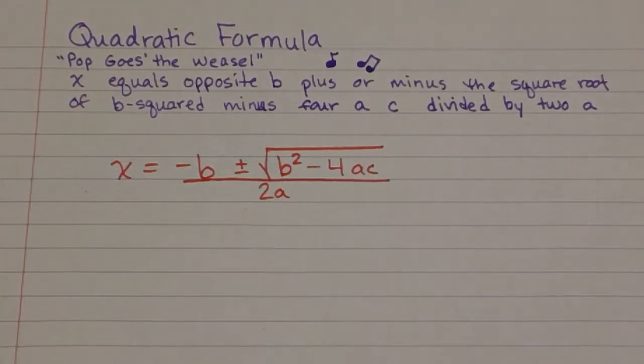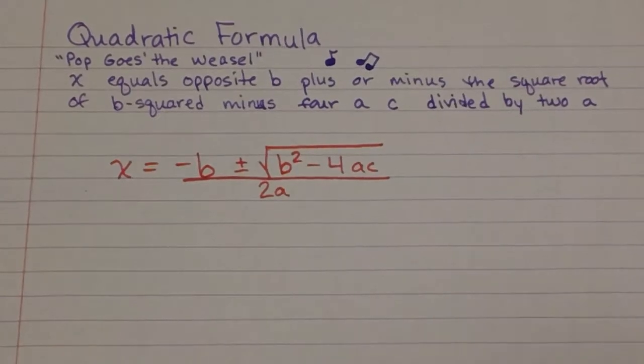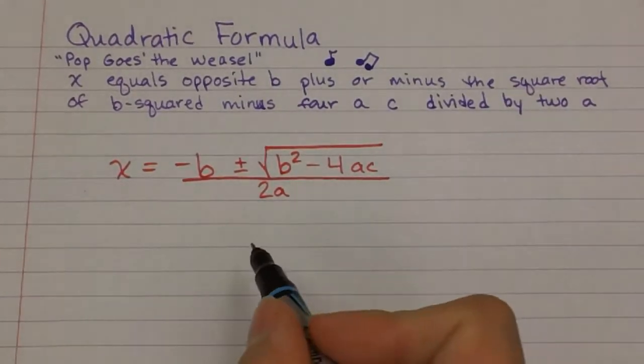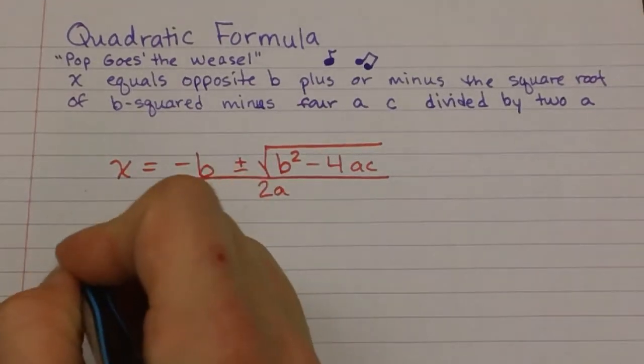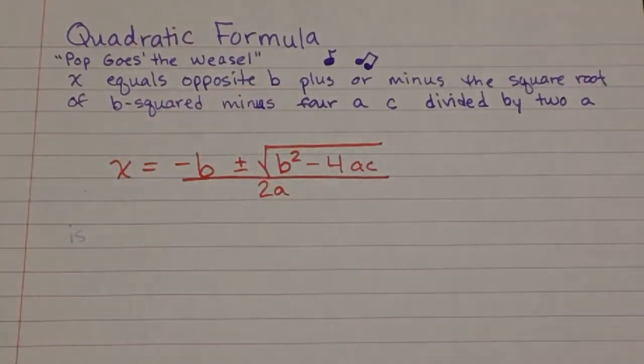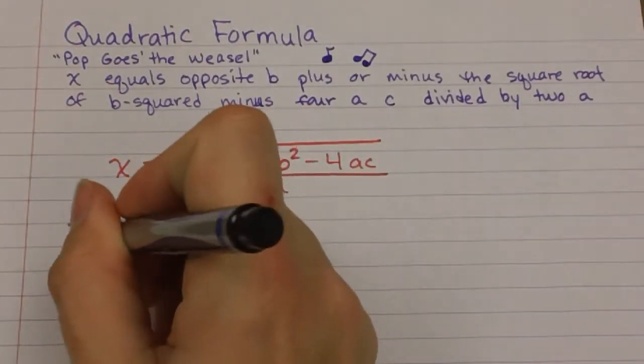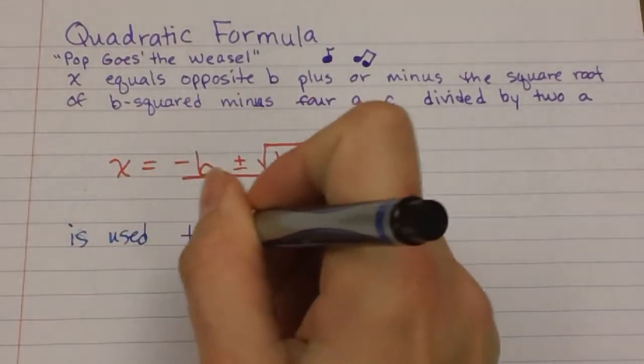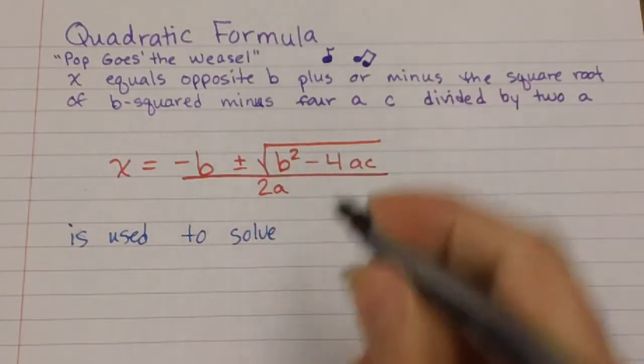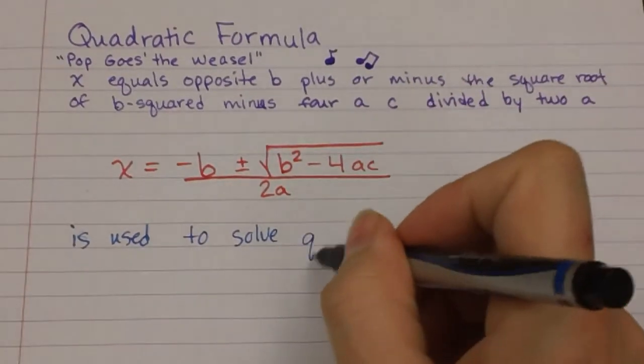So you can sing that Pop Goes the Weasel song to remember the quadratic formula, and it'll probably get stuck in your head. You'll probably hear people singing it all around school. So this quadratic formula is used to solve quadratic equations.